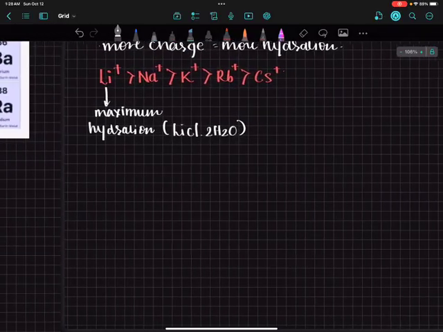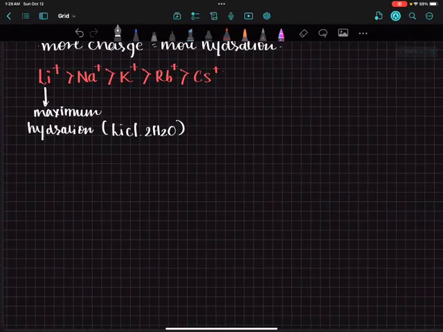Now let's talk about the group 2 elements.